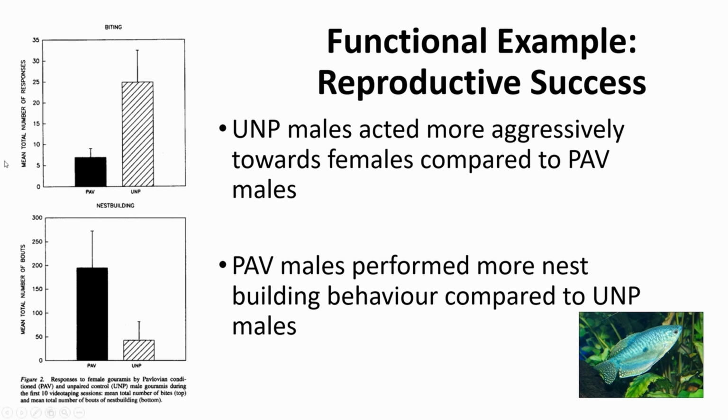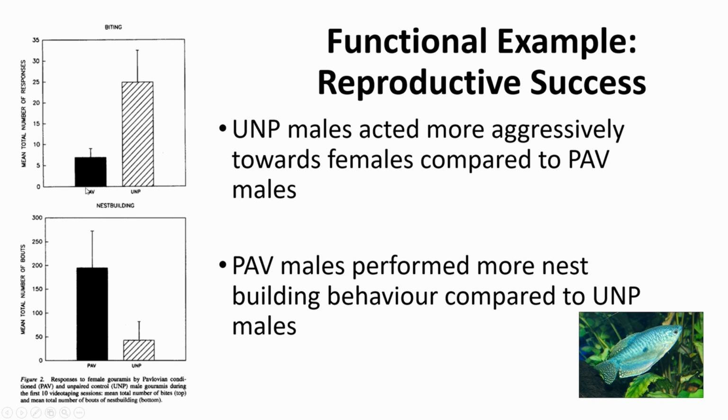For our results here, we can look at two different kinds of behaviors that are a measure of indirect fitness. At the top here, we have biting behavior, which would be an aggressive response. For both of these graphs, we're looking at mean total number of responses, basically how much they are doing that behavior, where higher means they're doing it more and lower means less. And then we have our two different groups here.